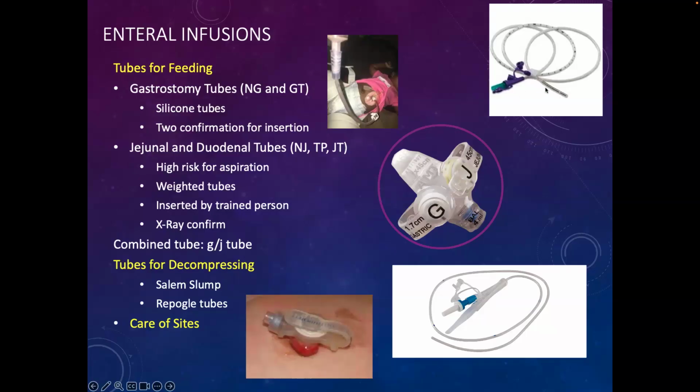When you look at that x-ray, that's another reason why we like weighted tubes: they light up on the x-ray and we can see them cross the pyloric sphincter. The pyloric sphincter is the entry into the small bowel. So when we see the tube cross over the pyloric sphincter, we know that this tube is in the right spot.